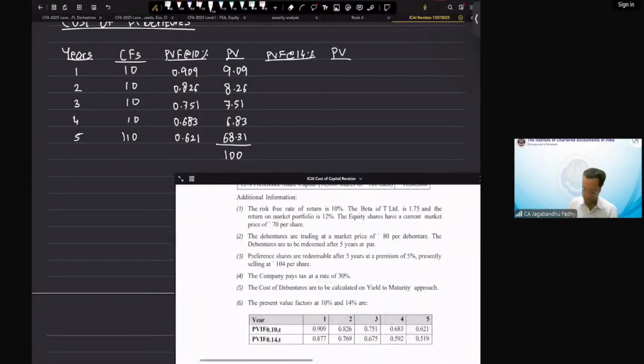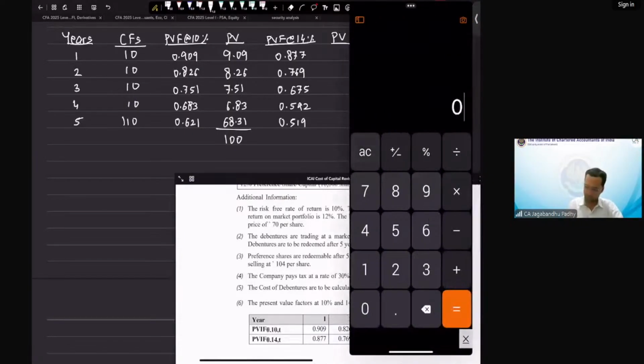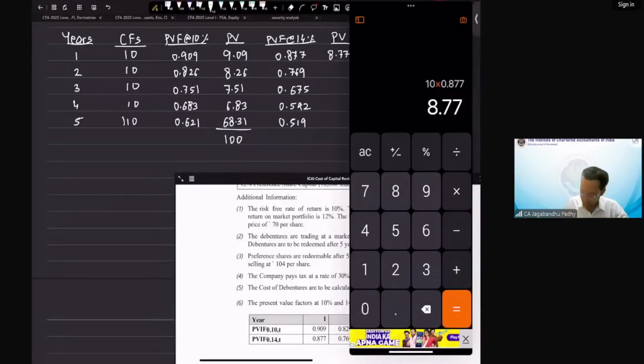How do we ensure that it's equal to 80? For that, we'll take present value factor at 14% and then take all the PVs. So 14% is 0.877, 0.769, 0.675, 0.592, 0.519. Okay, so this is 10 into 0.877. It is 8.77.